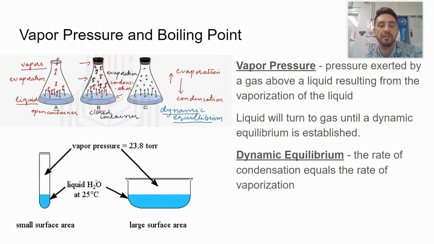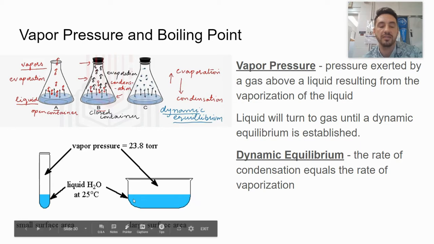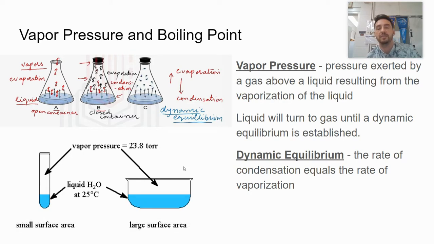Now, vapor pressure does not depend on surface area. So the vapor pressure of water in a large container compared to a small container will be the same. It doesn't matter. Vapor pressure does not change based on the amount of liquid. As long as there's liquid there, the vapor pressure is going to be consistent.